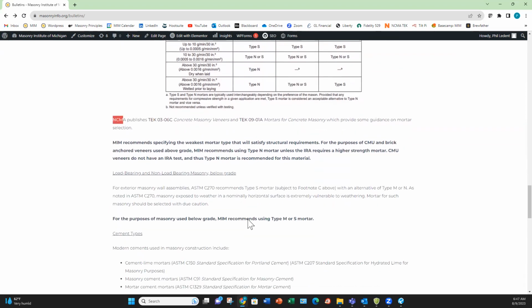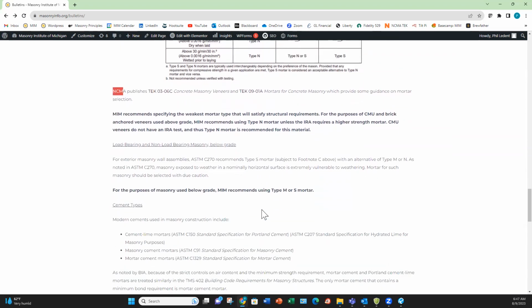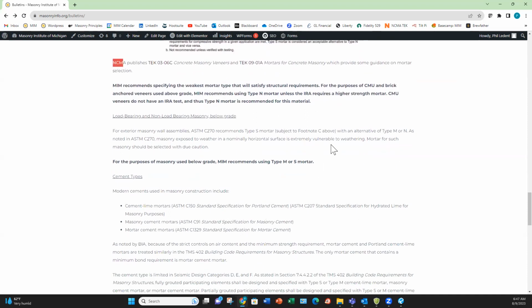Load bearing and non-load bearing masonry below grade, we default to ASTM C270, and so we typically see either type M as in Mike or S mortar being specified there. We don't really see type M mortar being used much in Michigan, and so I would recommend just defaulting to a type S below grade. And that covers most of our wall types throughout the state in terms of brick masonry and concrete masonry.